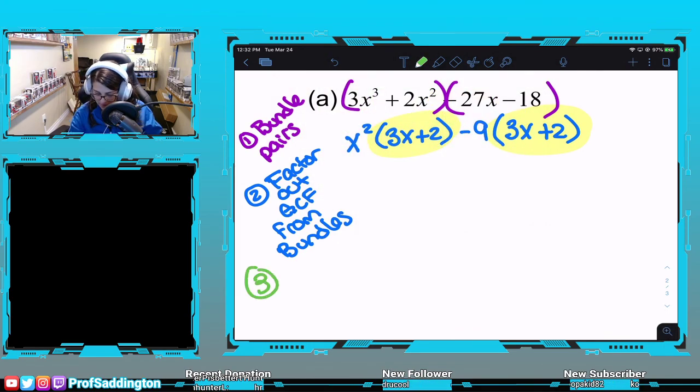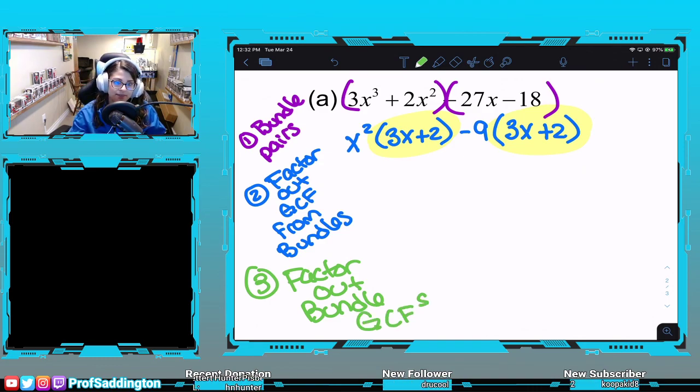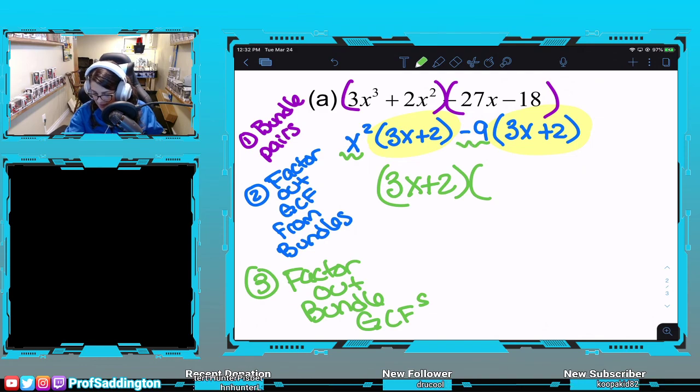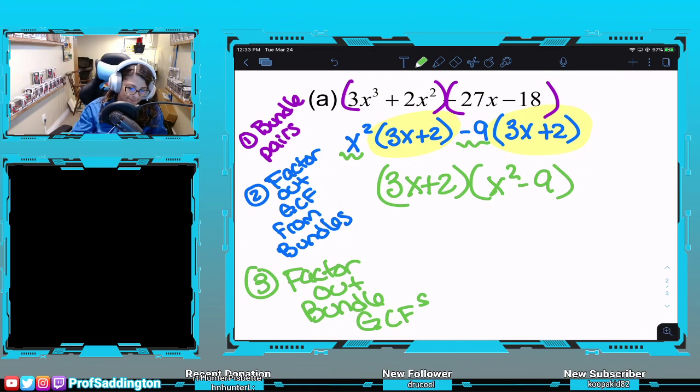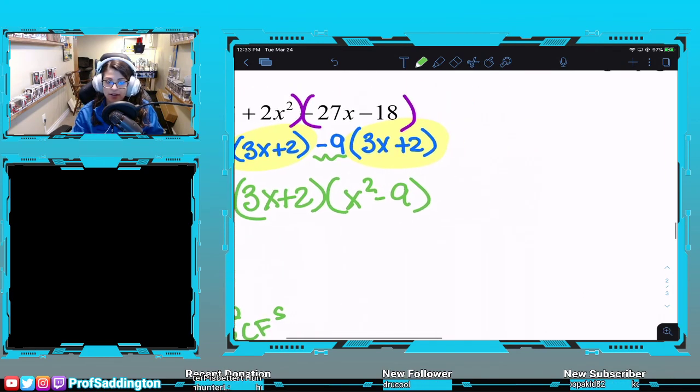So step 3 is factor out the bundle GCFs. So for us, that's 3x plus 2 in this case. And then the leftovers go in their own binomial. So make sure you get those 3 steps down. I try to color coordinate it for you. Okay.